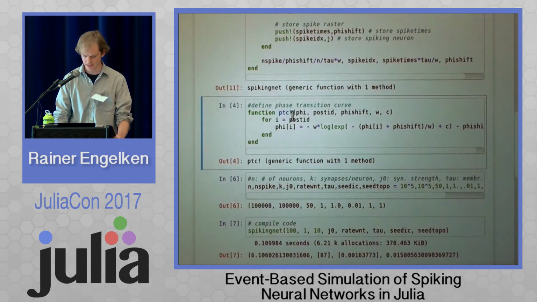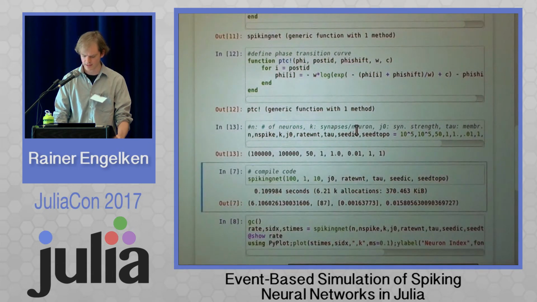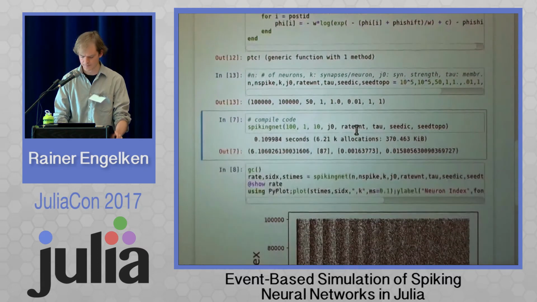So just quickly, we have to define the phase transition curve. In this case, it looks very similar. I choose the phase transition curve of a leaky integrate-and-fire neuron, so let's also define this. Now let's define some desired parameters. Let's say we want to run 100,000 neurons for 100,000 spikes, so with a firing rate of 1 hertz. That means we have 1 second of simulation time.